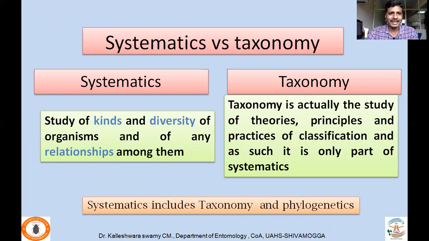Systematics is the study of kinds and diversities of organisms and of any relationships among them, whereas taxonomy is actually the study of theories, principles, and practice of classification. And as such, it is only a part of systematics. As it is rightly said in the previous slide, what systematics thinks is actually studying the kinds and diversity, but what he actually follows in his day-to-day activity is actually the taxonomy. So that means systematics includes both taxonomy as well as phylogenetics. So taxonomy and phylogenetics are parts of systematics.